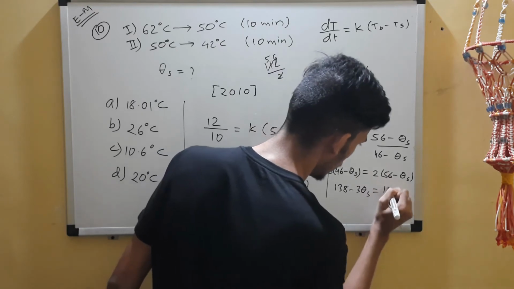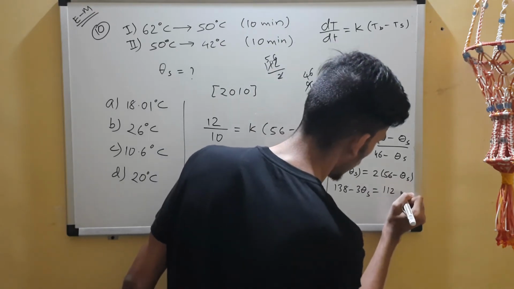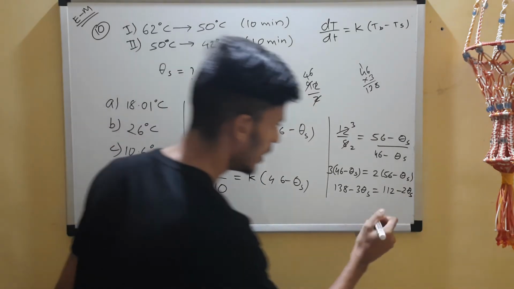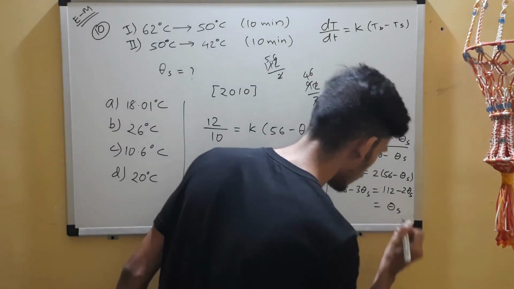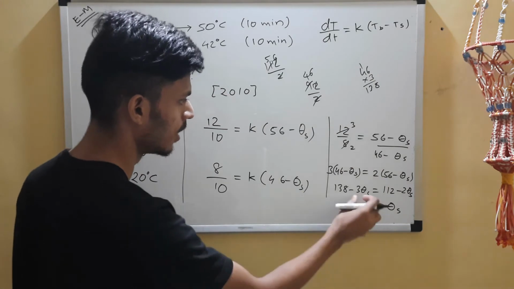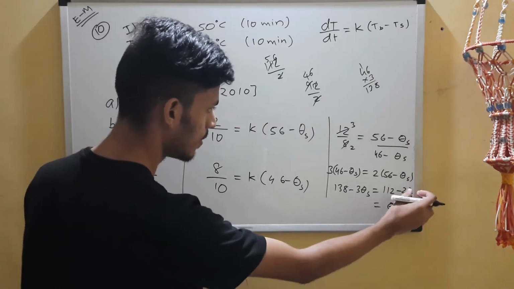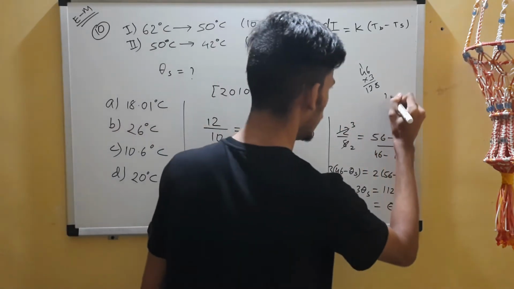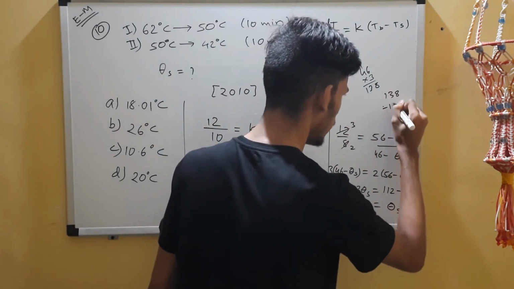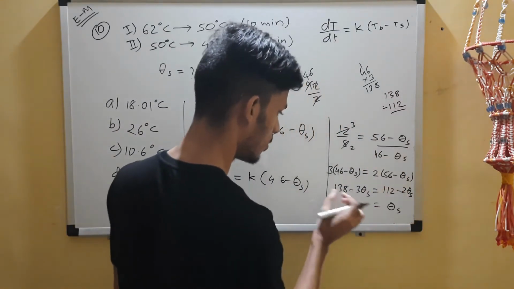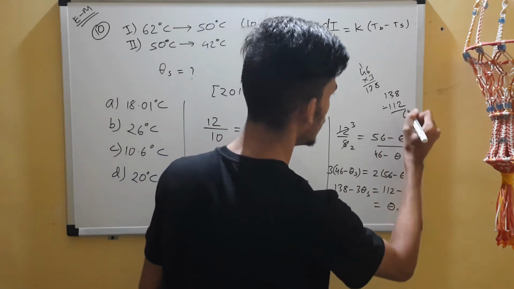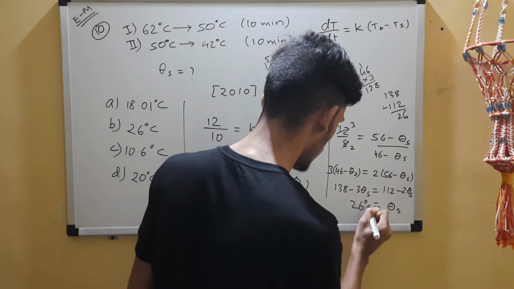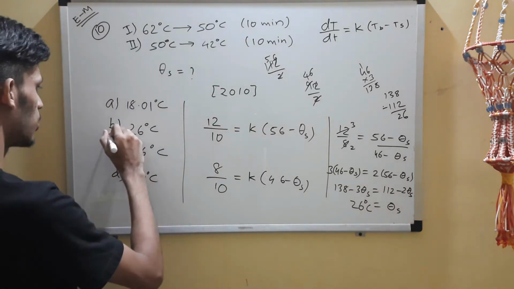This will be 112, right? And minus 2 theta S. So that will give you theta S to be equal to 3 theta S minus 2 theta S, that will be 138 minus 112. Okay, taking this to the other side, so 6 and here you'll get 2. So 26 degrees Celsius is the correct choice.